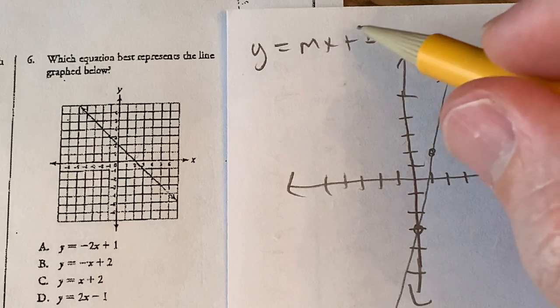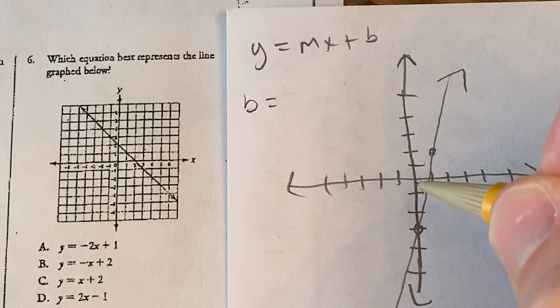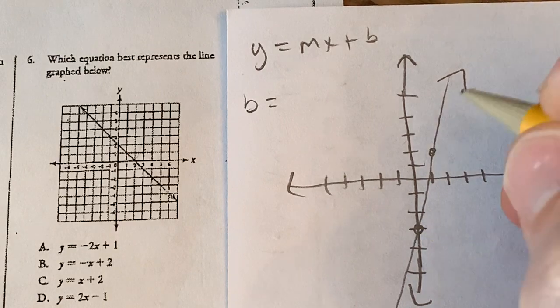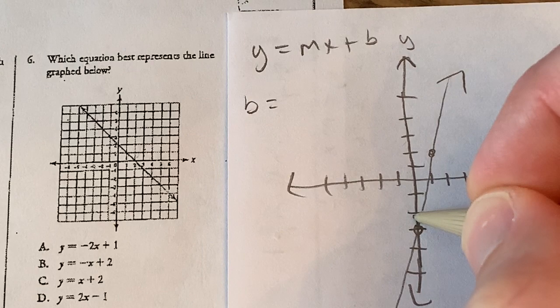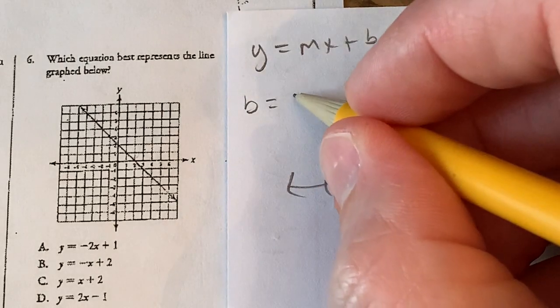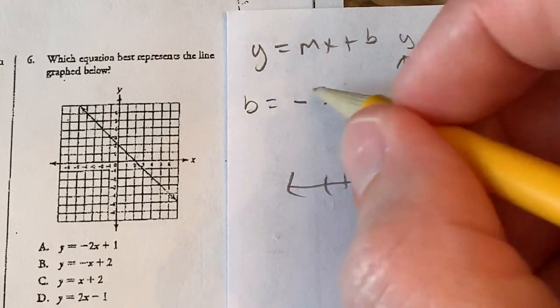So let's go ahead and do our b first. So let's think what b is. So let's go here and look. Well, b hits right here. This is my y-axis. And I want to go down -1, -2, -3. So my b hits at -3. So we already have this part of the equation as a -3.